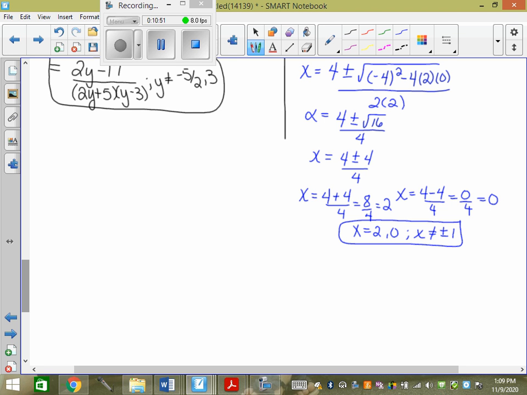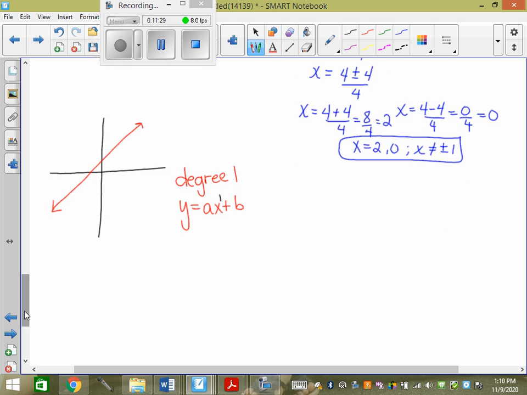Right. So, going over polynomials. If I gave you that as my graph, what degree is it? Yeah, degree 1. It's a degree 1 because it's a straight line. Now, that means that if it's degree 1, it's y equals ax plus b, where x would be to the power of 1, making it a degree 1.